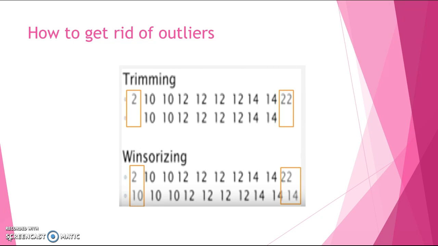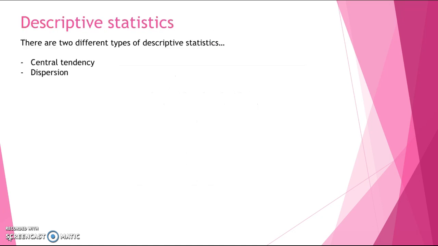Alternatively, you can use winsorizing, which is shown on the screen. This can be used to transform the outliers to the closest, nearest non-outlier. This method maintains the sample size and will not lose credibility for other researchers, so therefore it also can be trusted. In this instance, 2 has been turned into 10 and 22 has been turned into 14.